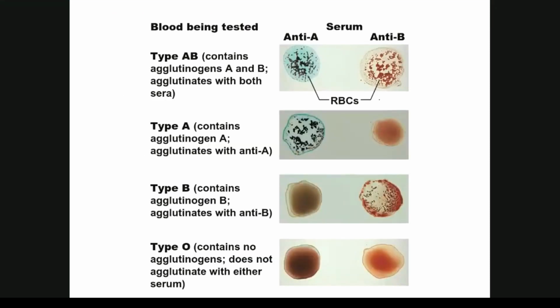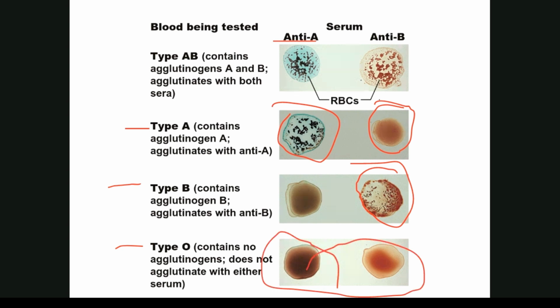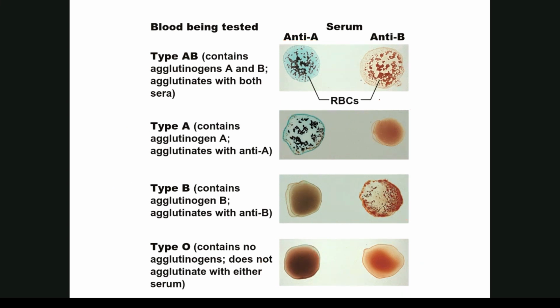And this is showing some blood being tested. Won't go through all of them, but this is type A blood. When it's mixed with anti-A serum, it agglutinates, clots up. When it's mixed with anti-B, nothing happens. Type B blood mixed with anti-B, clots up. Type O blood is not going to agglutinate no matter what you mix it with because it just doesn't react to them.